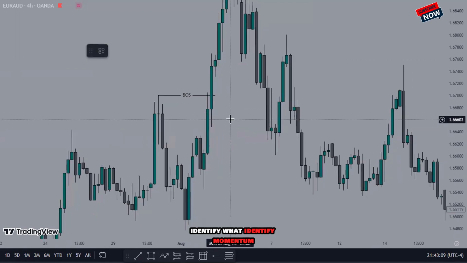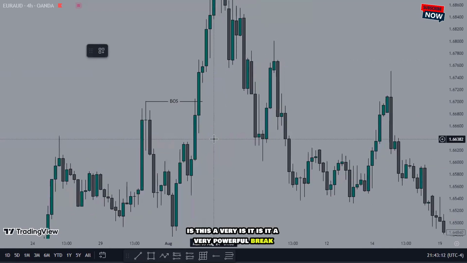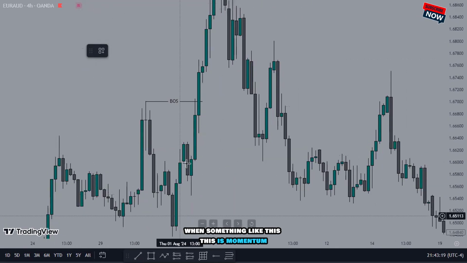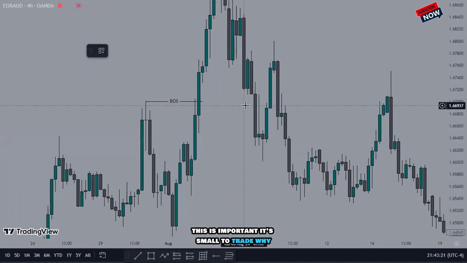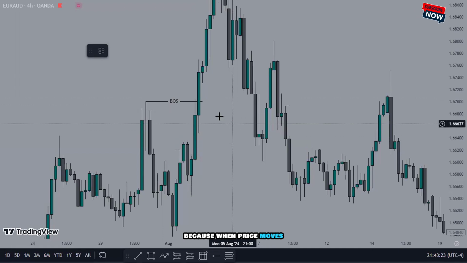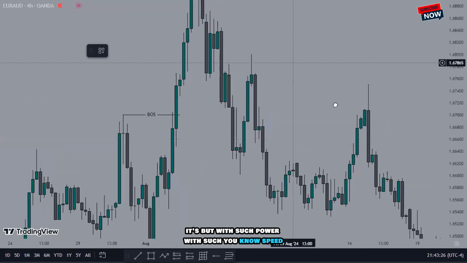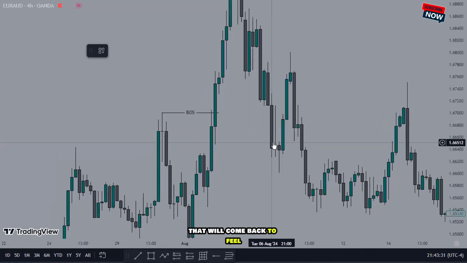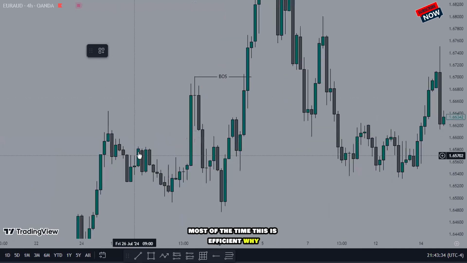We identify momentum. Is it a very powerful break, or is it something like this? When it's something like this, it's pointless. When it's something like this, it is momentum. This is impulse. This is what to trade. Why? Because when price moves with such power, with such speed, it often leaves behind fair value gaps that will come back to fill.